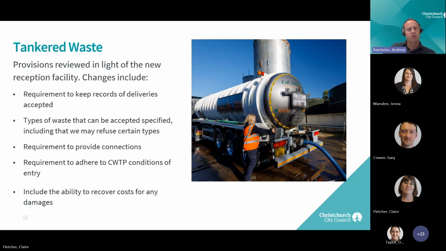The next thing we'll talk about is tankered waste, and that is wastewater or trade waste that is transported away from the originating site by vehicle for disposal at an approved point, rather than being discharged directly from a premises through wastewater pipes. The Trade Waste Reception Facility, or TWRF, as some of you will be familiar with, is at the Christchurch treatment plant. It became operational in 2016 after the bylaw was last reviewed. As a result, the tankered waste provisions of the bylaw have been looked at to see what could be improved to best reflect best practice and operational changes.